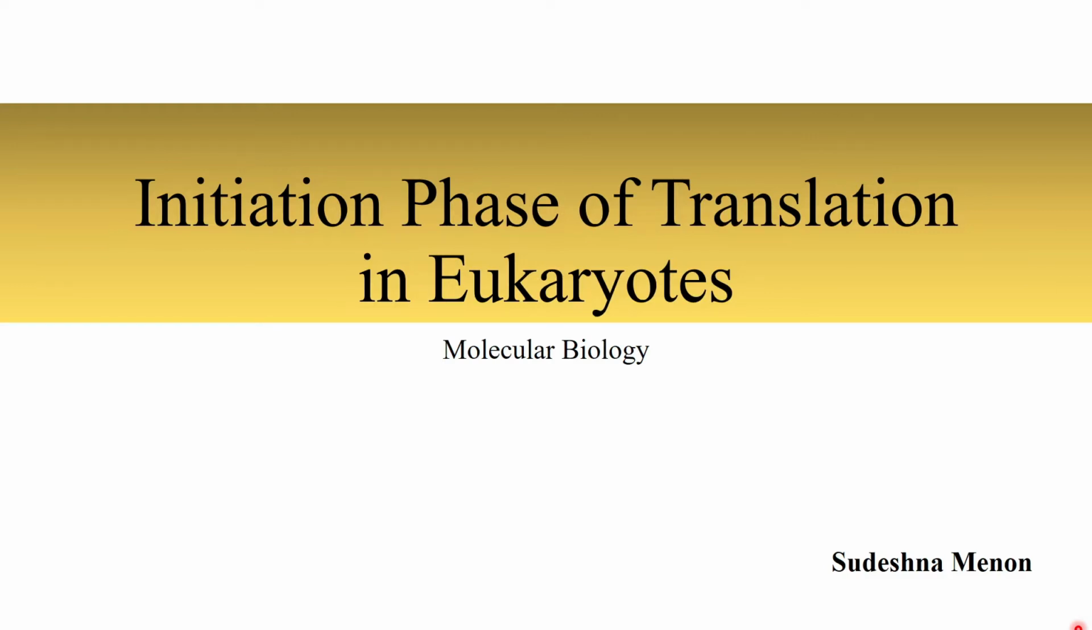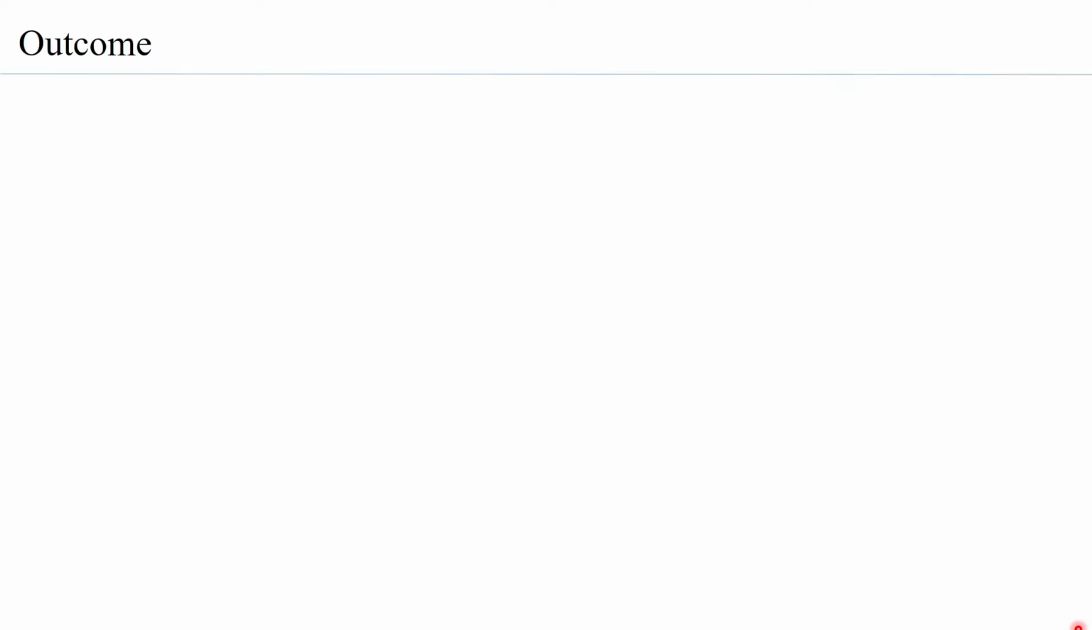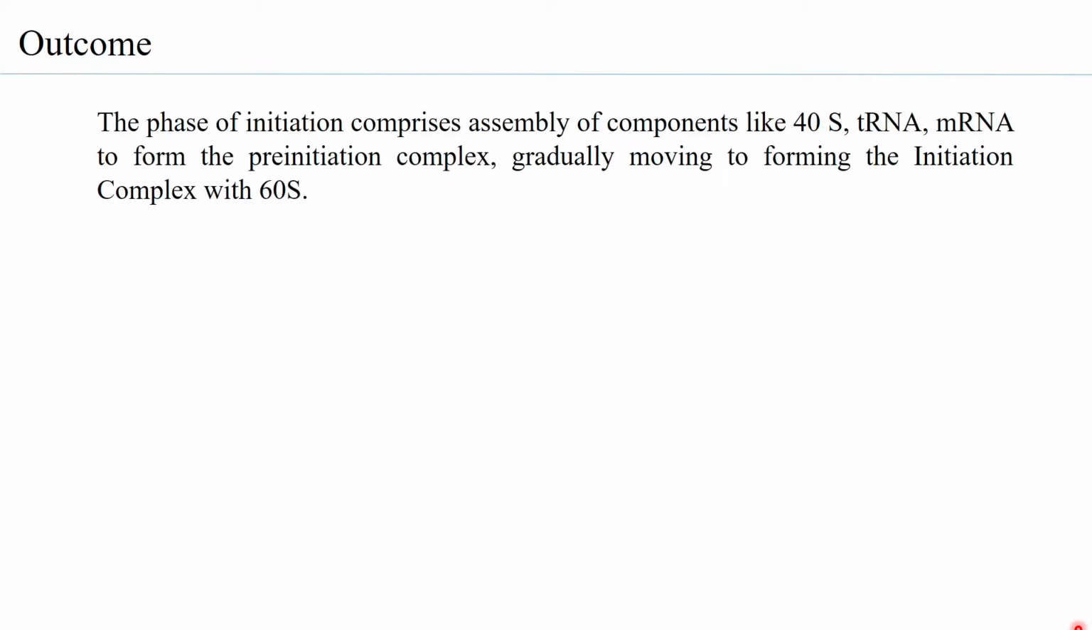So, let us look at the learning outcomes of this session. The phase of initiation comprises assembly of components like the small subunit of the ribosome, tRNA, mRNA, along with initiation factors to form what is called the pre-initiation complex, which gradually moves to forming the initiation complex with the larger subunit, which is the 60S in eukaryotes.